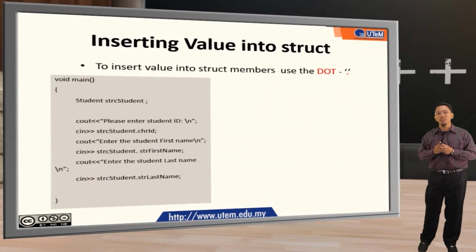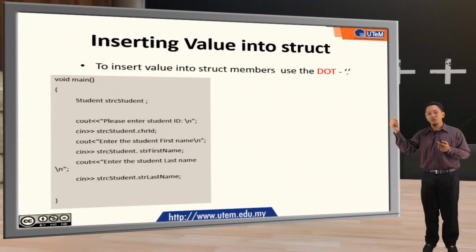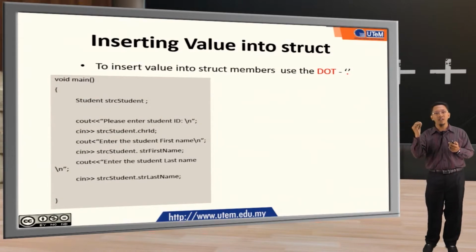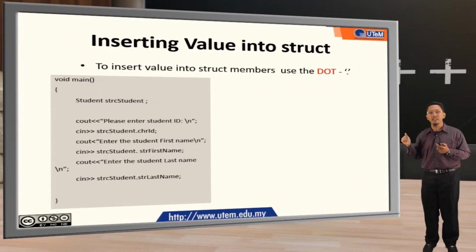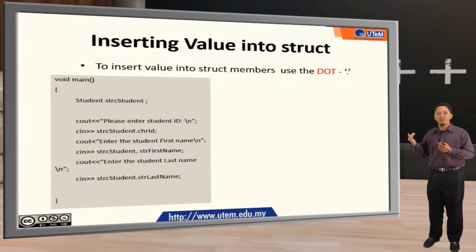Okay, in this example, I have the student, struct student. Struct student is the variable name for the struct, and simply struct student.char id, you can straight away get the user input and assign a value according to what the user keys in. Also, you can set other members of the struct. In the next one, I actually set the first name by simply using the dot value.